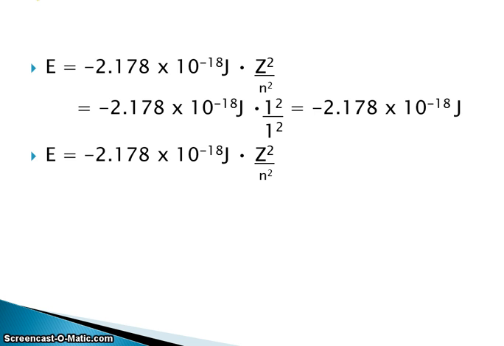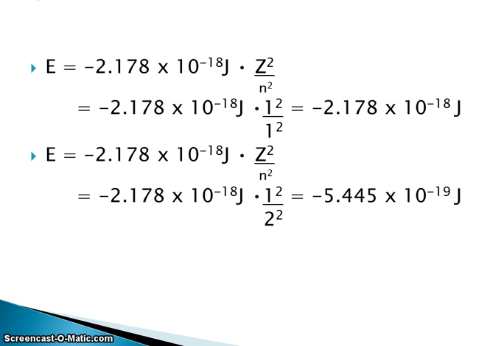Now we're going to do the same thing for the second energy level. We're going to substitute in 1 for Z, because again we're talking about just one electron. And we're going to plug in 2 for n, because we're going to move to the second energy level. And that's going to give us a negative 5.445 times 10 to the minus 19 joules.